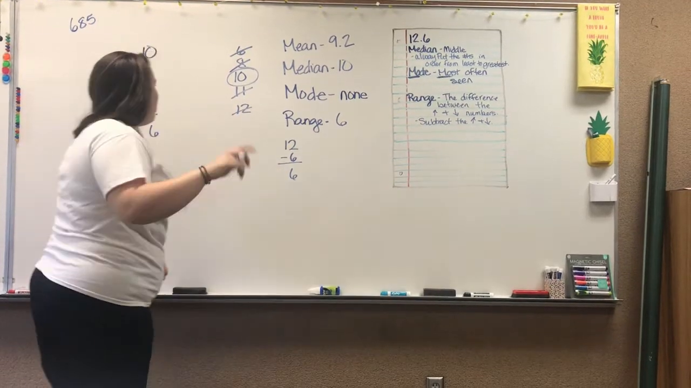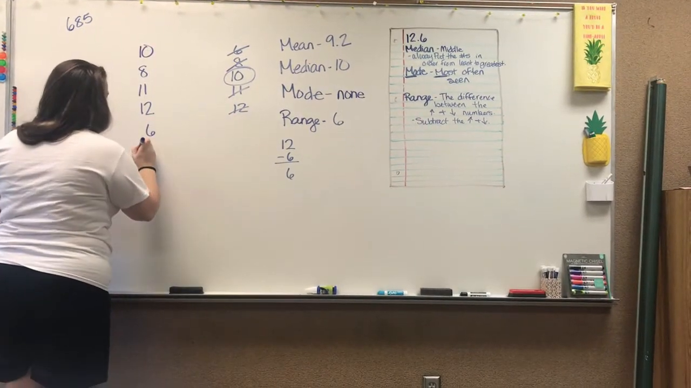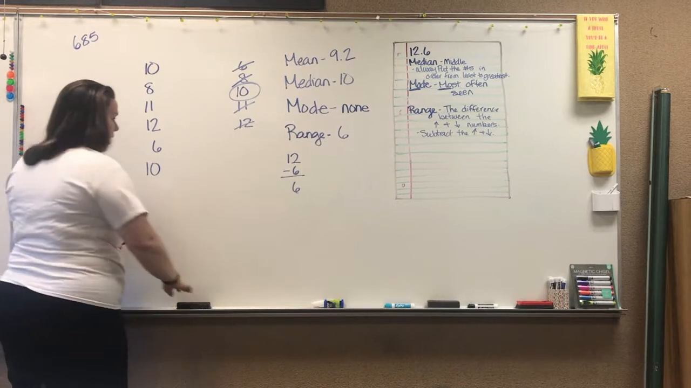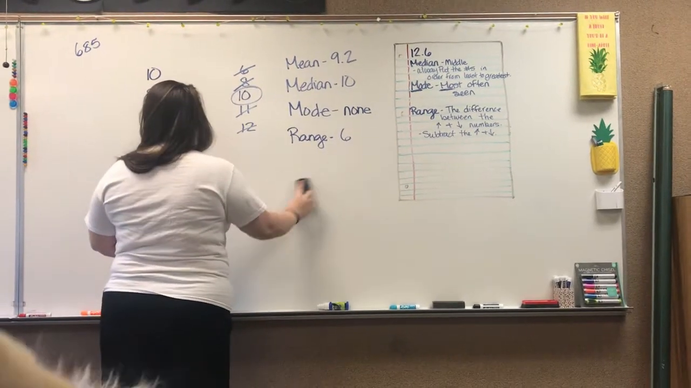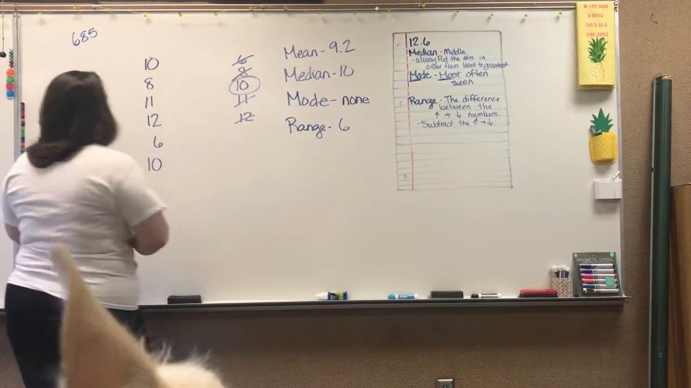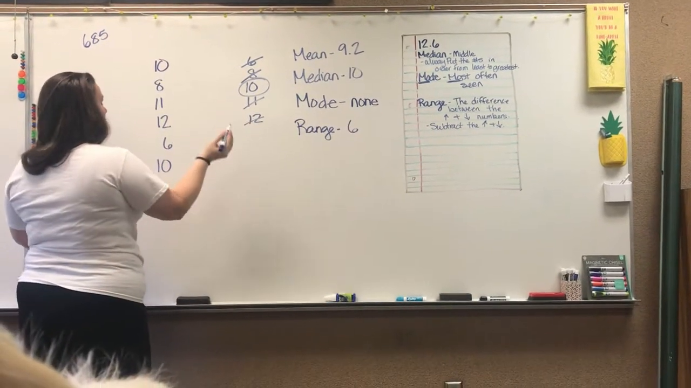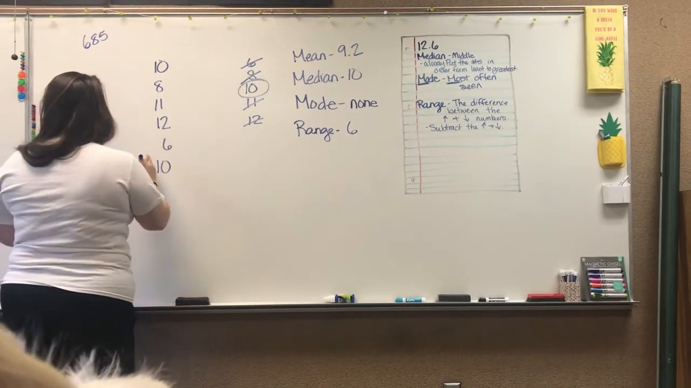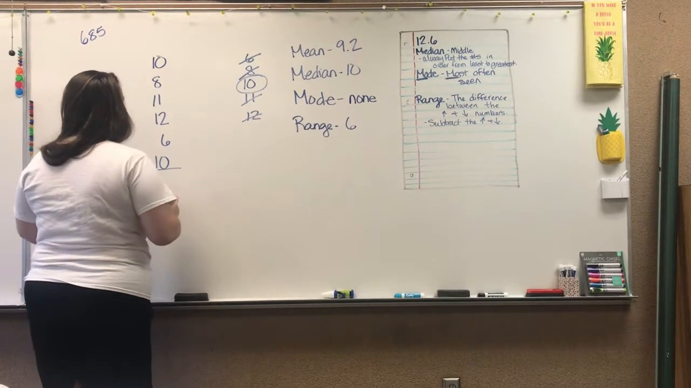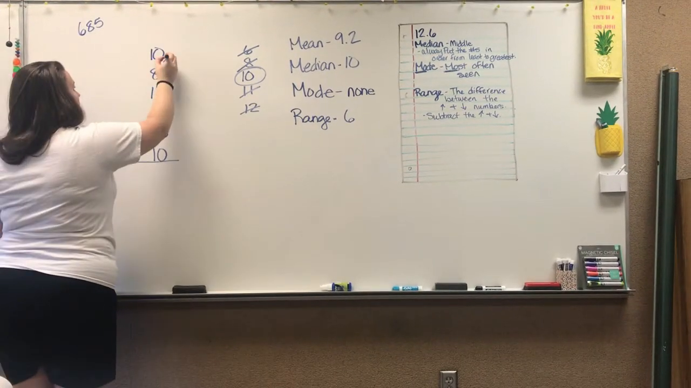So number 4, it said, what if there was a 6th game, and you scored 10 points? How would that change the mean, median, mode, and range? So the mean, how do we find the mean? We add them all together, and then we divide by the observations.